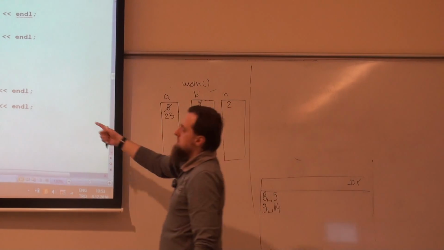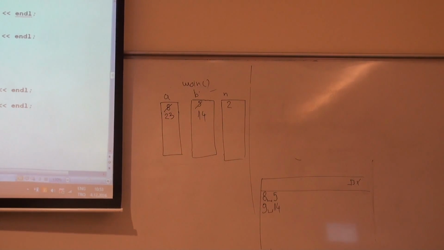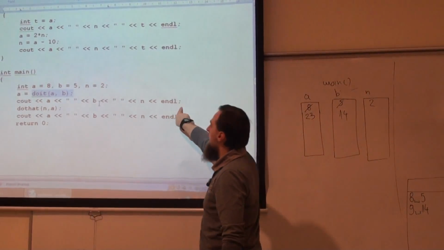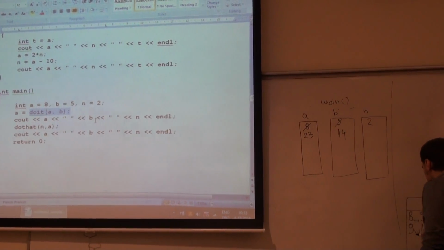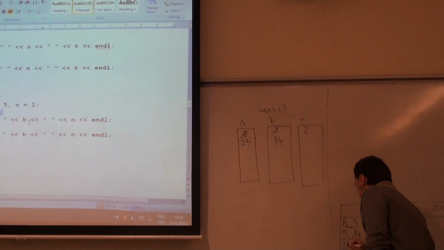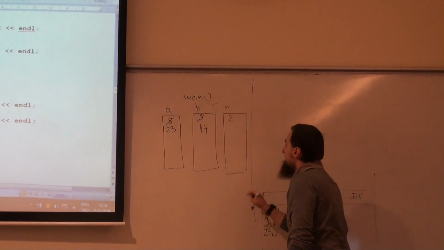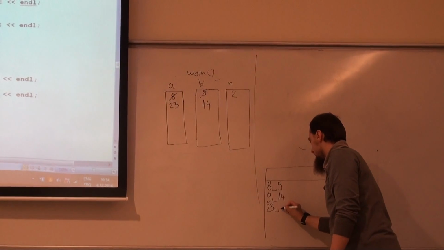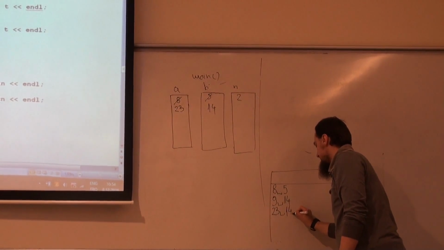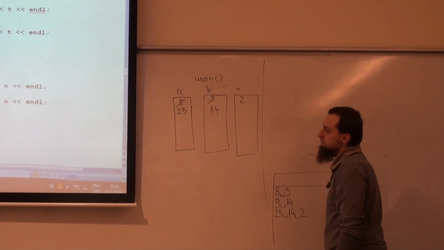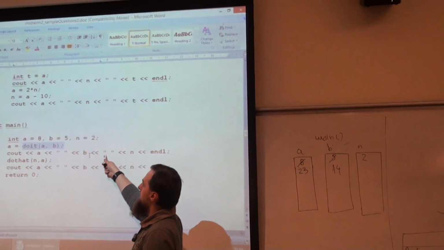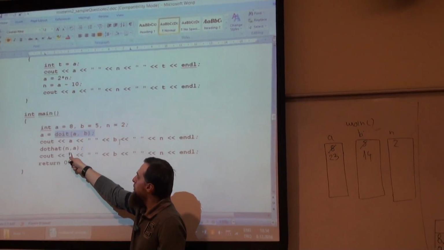Now let's go to the next line. So we're finished with this one. We are printing this line now, a, b, and n. So the value of a is now 23. I'm printing 23, empty space. B is 14, empty space. N is 2. I'm finished with this line also. Now I'm calling the DoThat function.